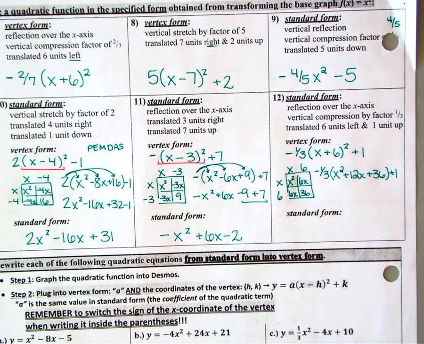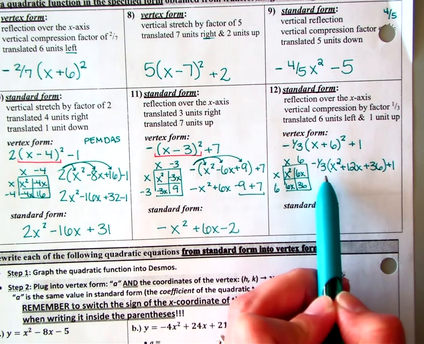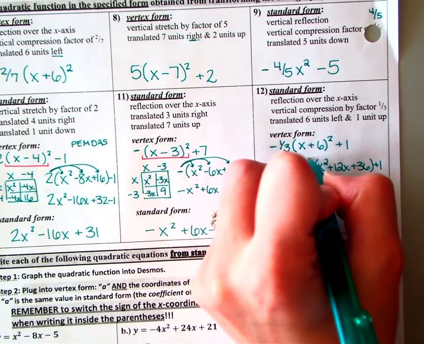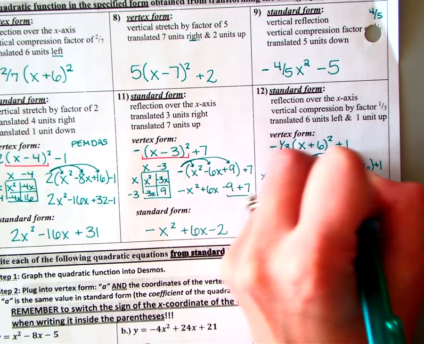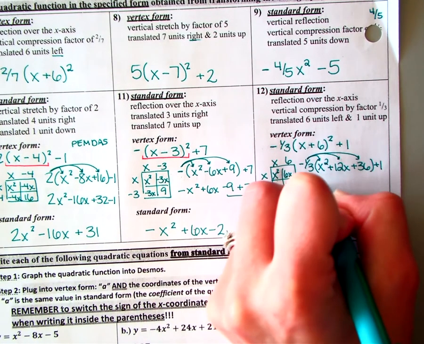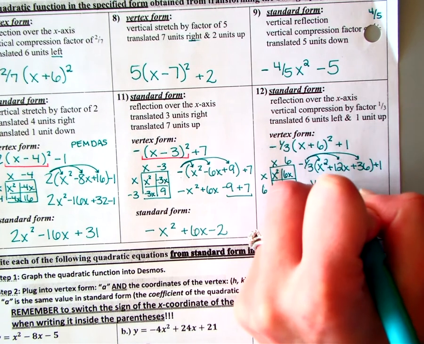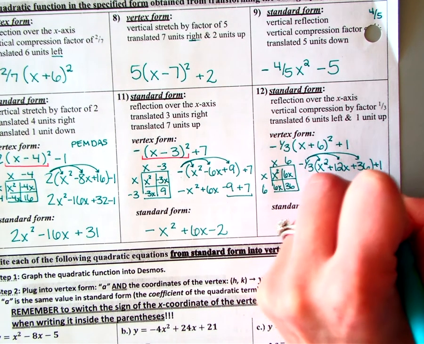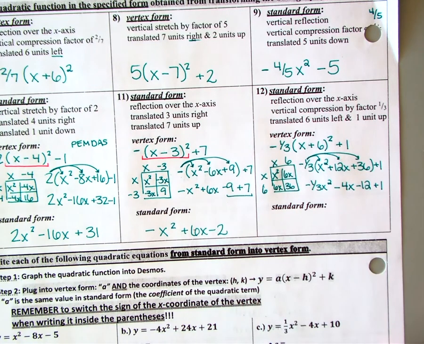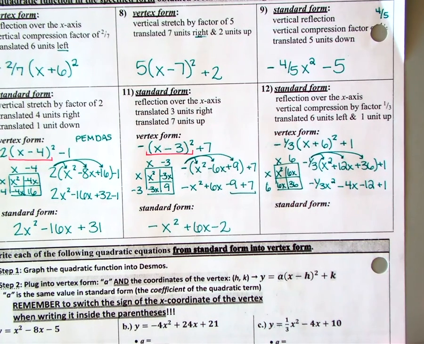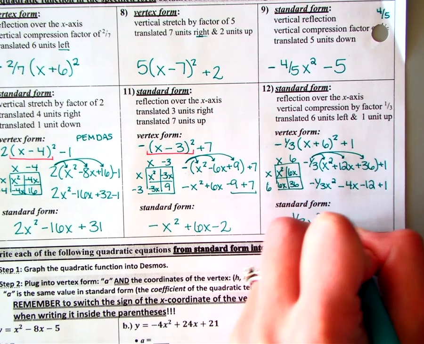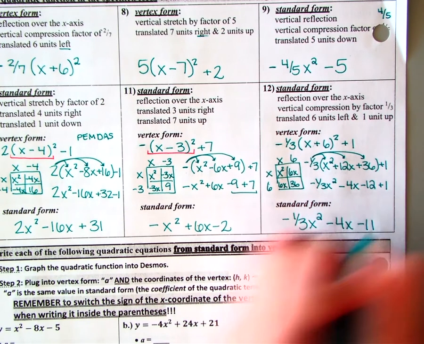And hopefully when I give you these and I've got a fraction there, I'll make it really nice and so it will divide evenly. So when we distribute in that negative 1/3, we'll have a negative 1/3 x squared, a negative 4x minus 12 plus 1. And last step to get to standard form, we will combine like terms. We'll have a negative 1/3 x squared minus 4x minus 11.